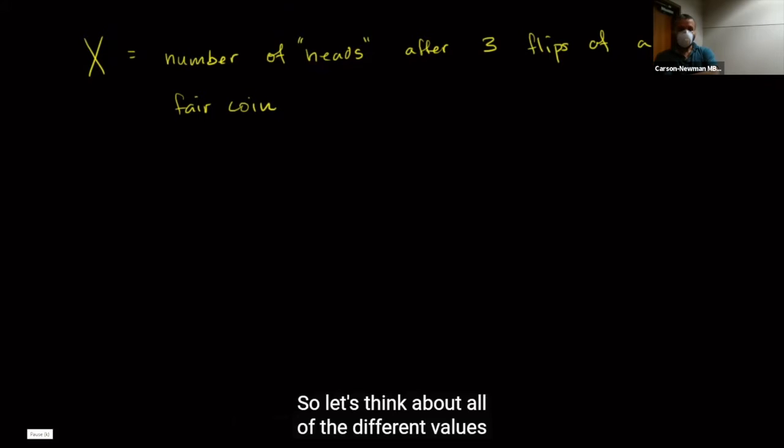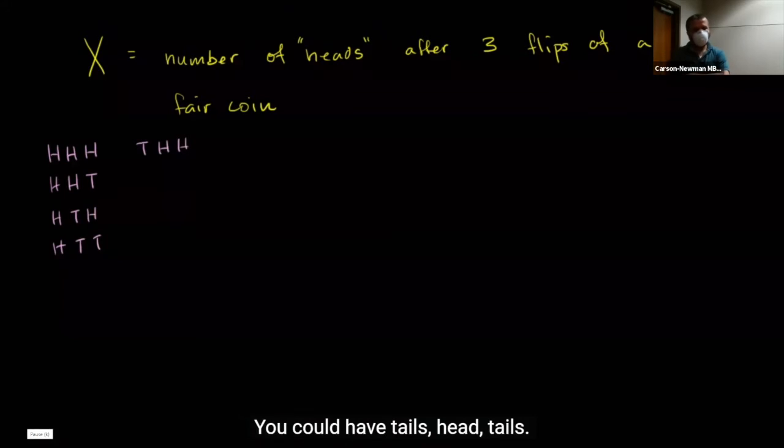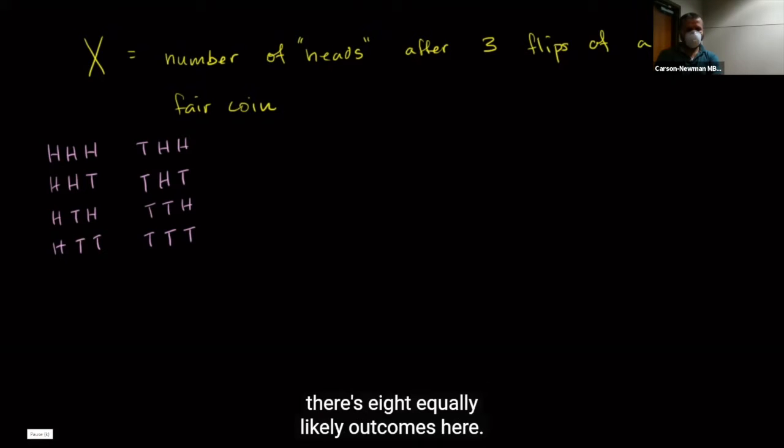So let's think about all of the different values that you could get when you flip a fair coin 3 times. So you could get all heads. You could get heads, heads, tails. You could get heads, tails, heads. You could get heads, tails, tails. You could have tails, heads, heads. You could have tails, heads, tails. You could have tails, tails, heads. And then you could have all tails. So when you do the actual experiment, there's 8 equally likely outcomes here.